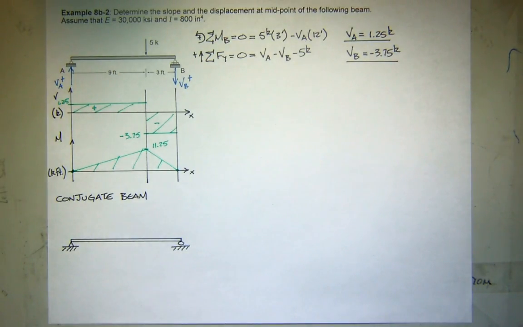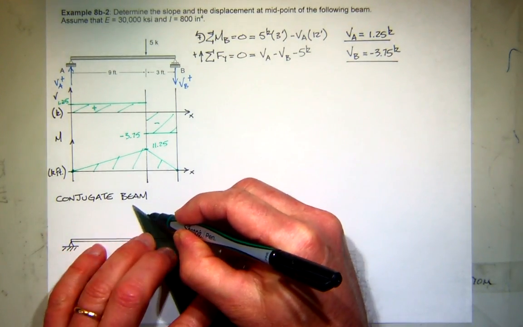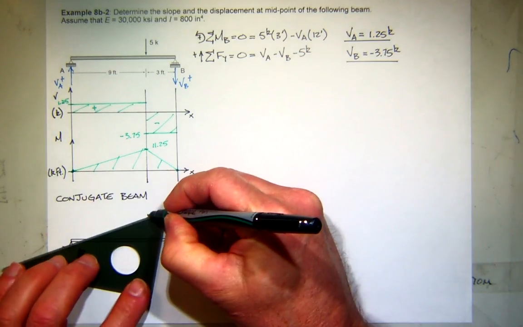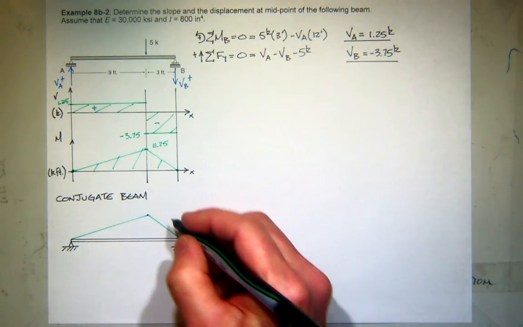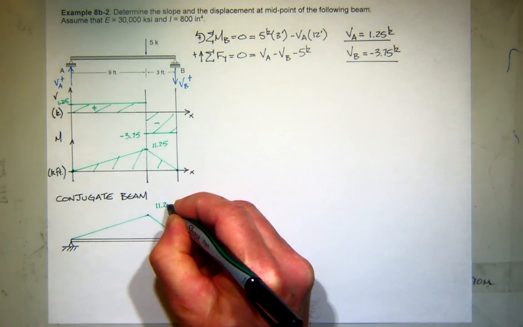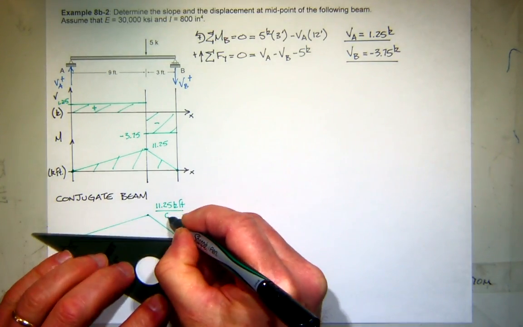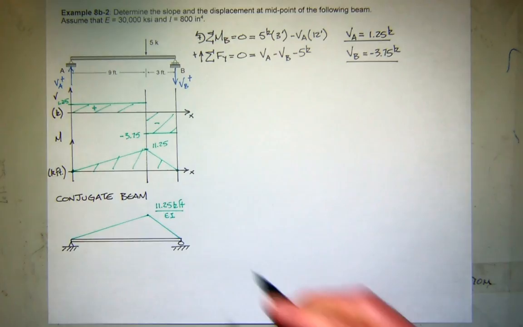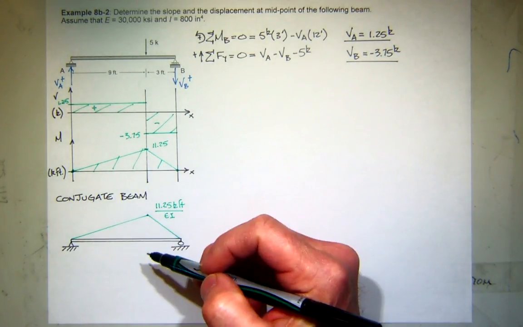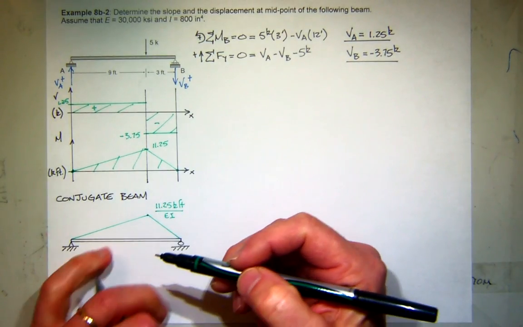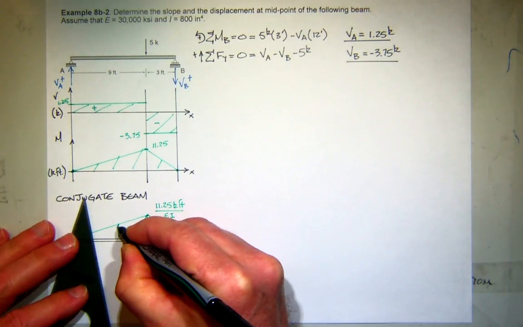What's the load? Well, remember what I like to do is I like to just put the diagram right on the beam. You'll also notice that it's going to be the moment divided by EI. So this now becomes 11.25, and that's kip feet divided by EI. Now, this is all positive moment, so which direction is a positive load? Up or down? Up. So this loading is going to be up.